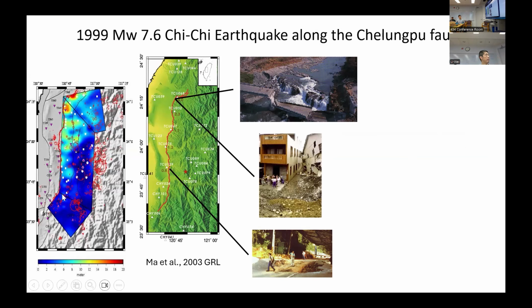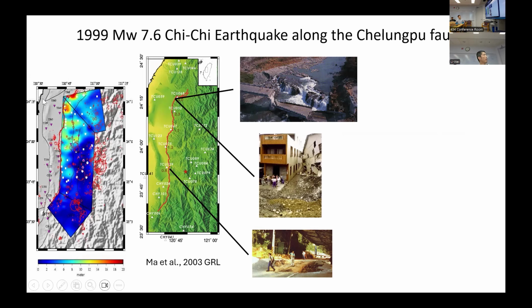The magnitude is 7.6, and the fault ruptured from south to north. The surface rupture is almost 100 kilometers, so it's a huge rupture. And from south to north, you got a very large rupture. In addition, you can also observe very large displacement in the northern segment of the fault.